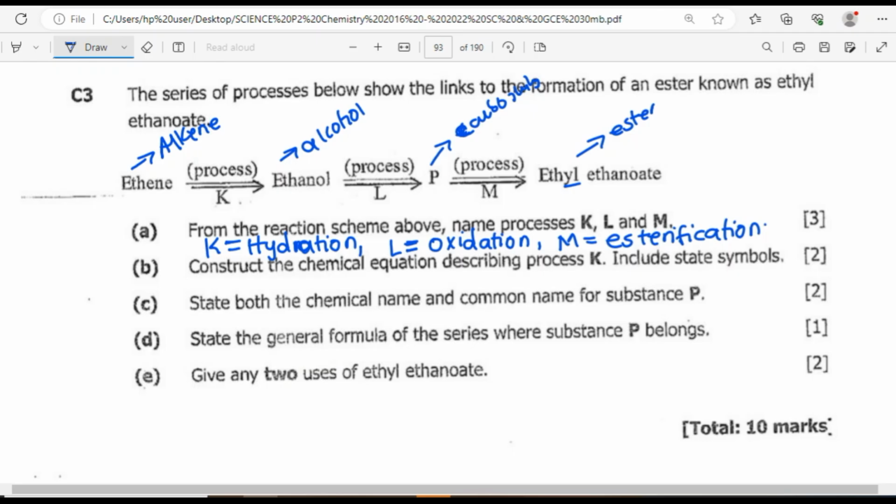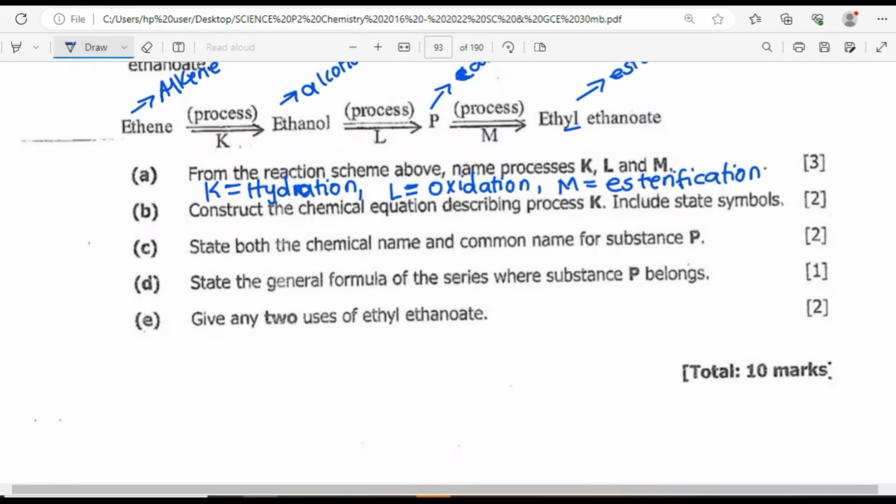Then B, construct the chemical equation describing process K. So what is process K? Process K is just the hydration. So what do you do? We have ethene plus water. So what do you get? You get ethanol.